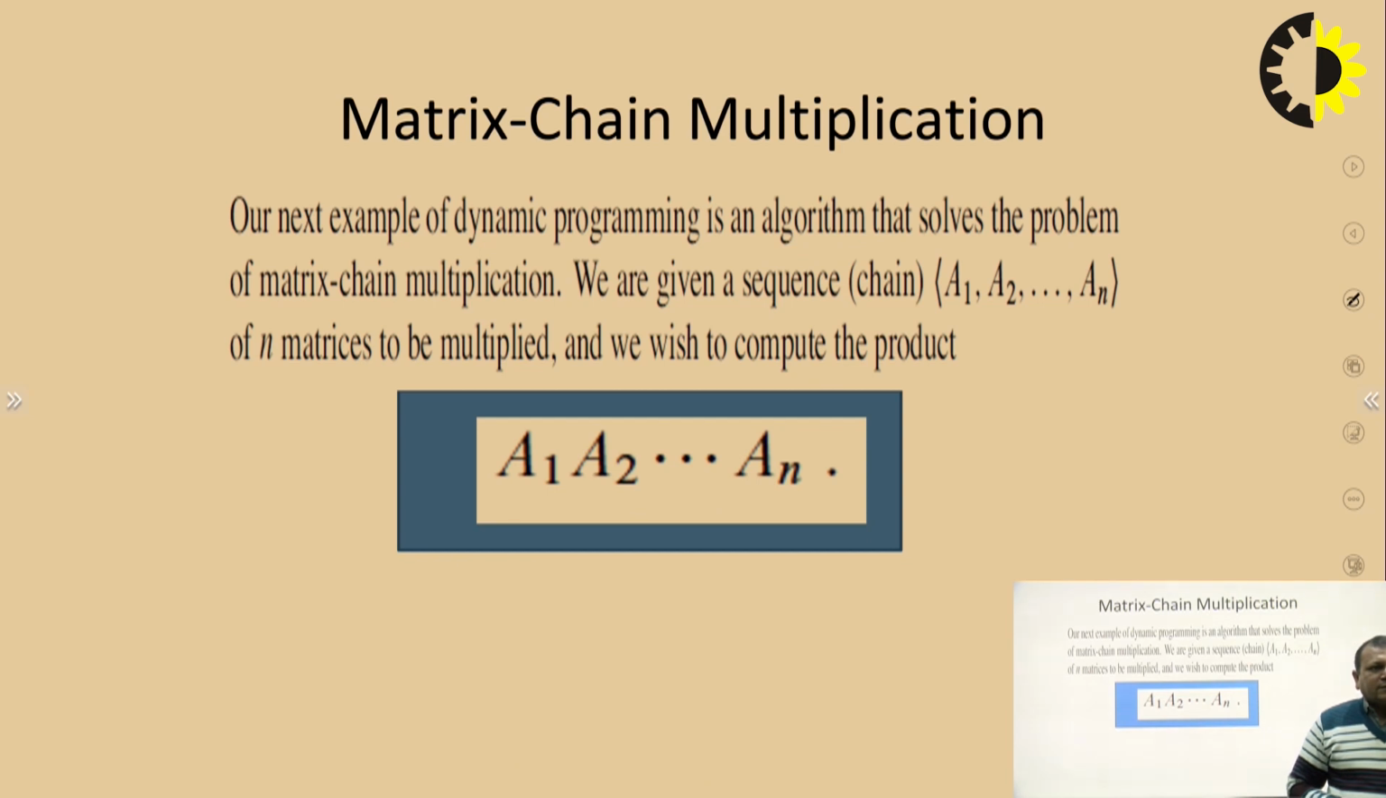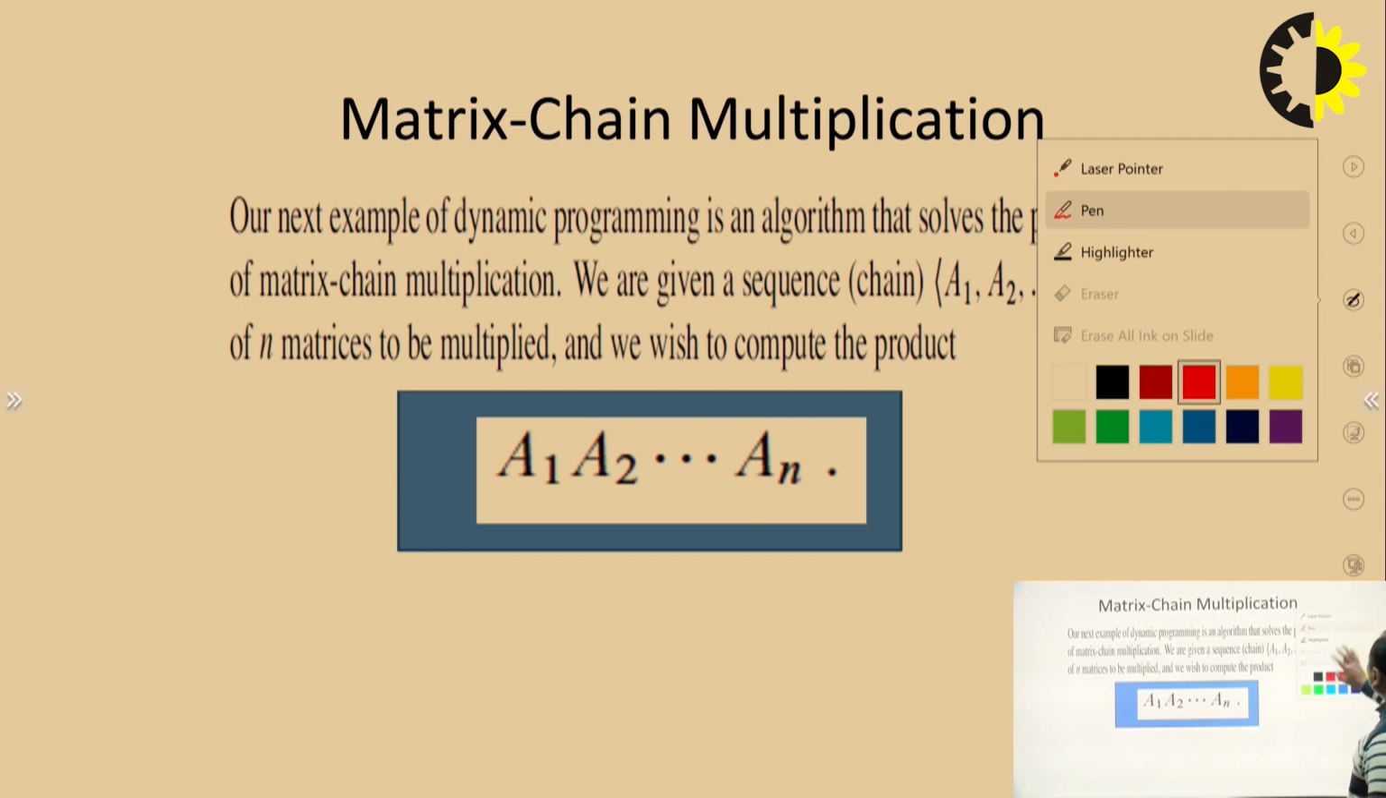Now first we will understand what is matrix chain multiplication. It is a problem which belongs to dynamic programming, an algorithm that solves the problem of matrix chain multiplication. We are given a chain A1 to An of n matrices to be multiplied, and we wish to compute the product. So first we will try to understand how we will multiply the matrices.